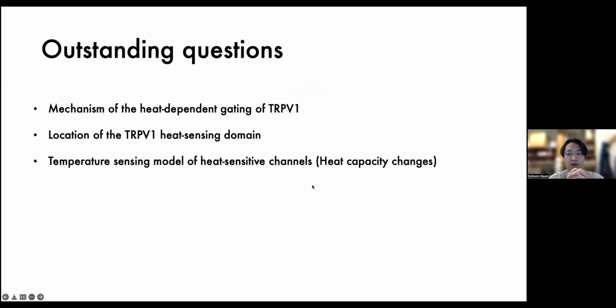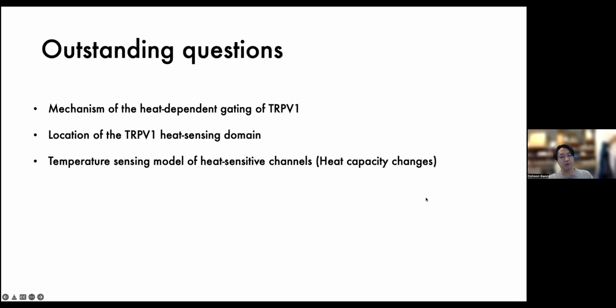Just to summarize, these are the outstanding questions about TRPV1 we have. The first is the mechanism of heat-dependent gating of TRPV1. The second is the location of the TRPV1 heat sensing domain. This type of heat sensing ion channel has not been well studied in terms of structural biology, so many people have questions about the heat sensing domain. And the last one is about the temperature sensing model. Many groups have proposed heat sensing models of thermoTRP channels, but there is no structural evidence yet.